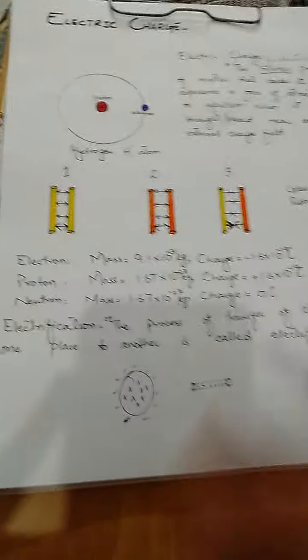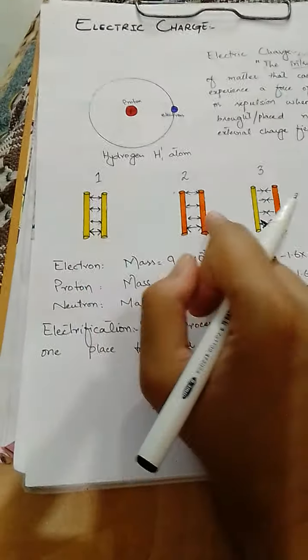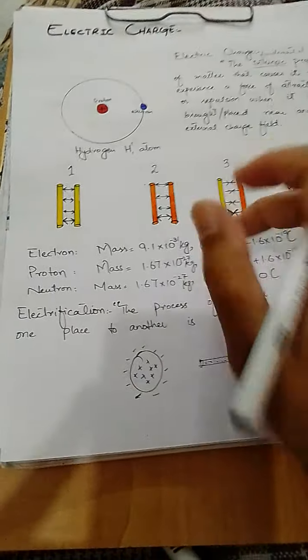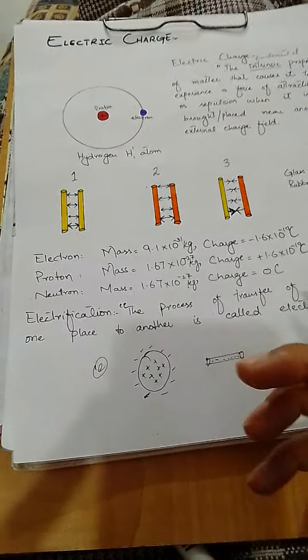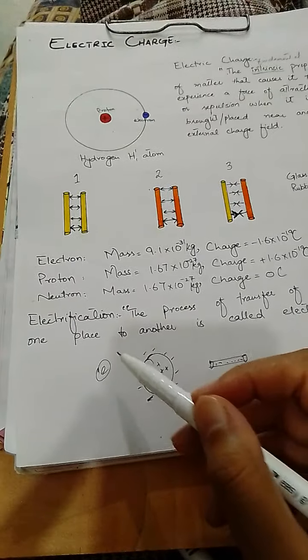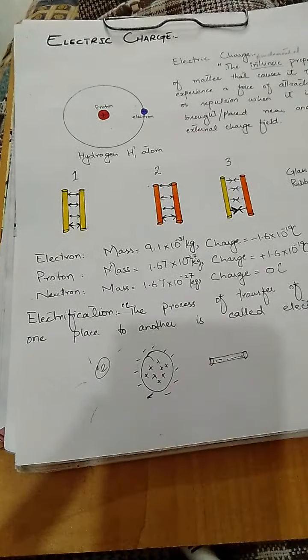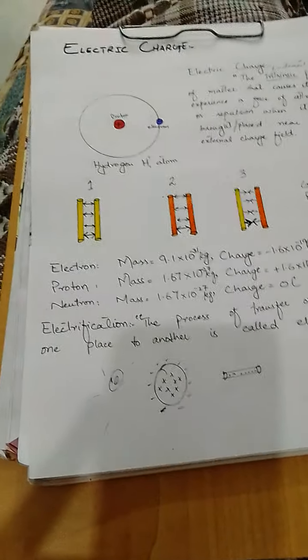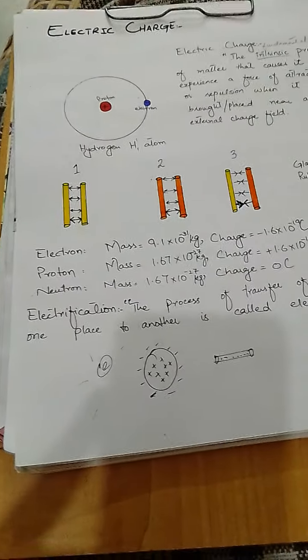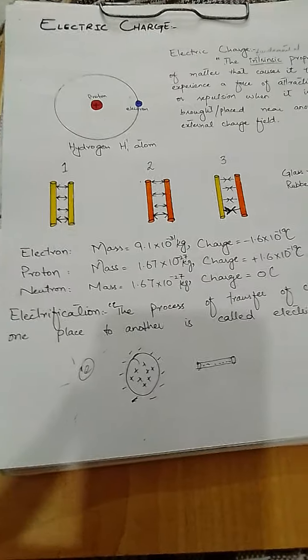Okay, just like in this case, we had two bodies, but if we have just one body, just an electron over here, there won't be any transfer of charge. Okay, so it is necessary to have a two body system for the transfer of charge and for the electrification process to occur.